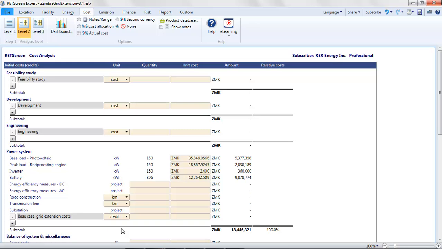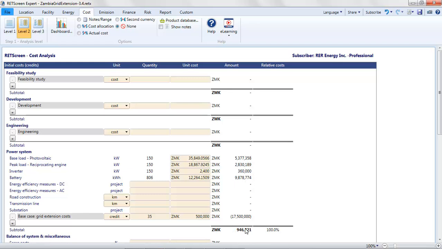So we want to include the initial costs of the proposed case as positive values, and the initial costs of the base case need to be subtracted from those in order to find the incremental initial costs. So that means we include them as a credit, which turns them into negative numbers. So I'm going to put in 35 kilometers here at 500,000 kwacha per kilometer. And you'll see this number is in parentheses, indicating it's a negative number that then gets subtracted from the initial cost of the proposed case system.